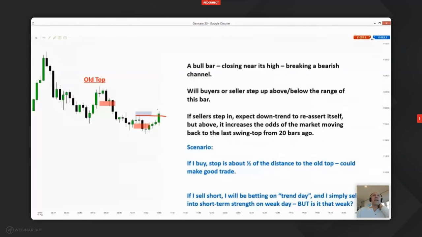If I'm buying here, where would my stop loss be? Well, my stop loss could be either here, the risk of being stopped out are big, but my risk is small, or my stop loss could be here. If I'm selling short here, where would my stop loss be? Well, if I'm selling short here, I would have to have a stop loss up here. I would probably lean on the long side here, basis on this pattern here.